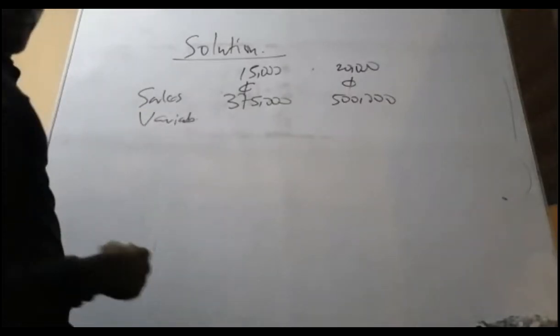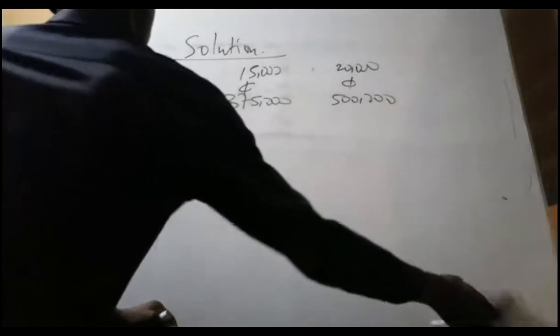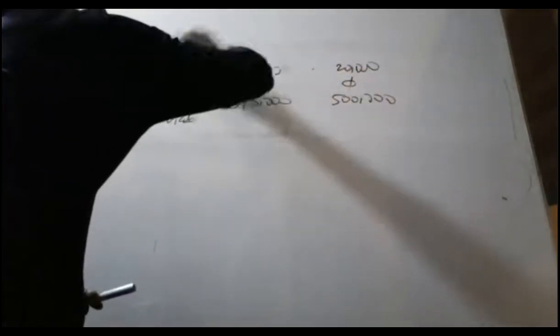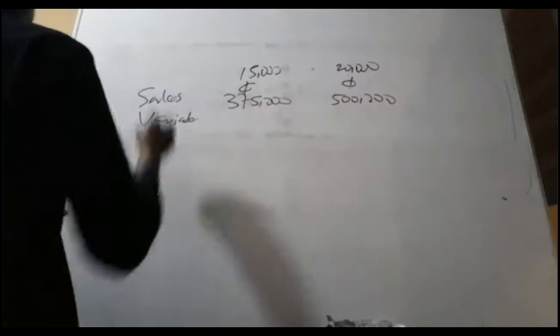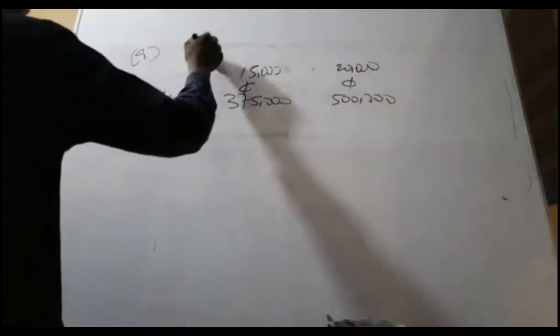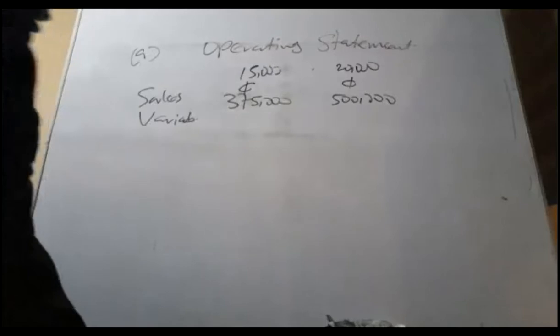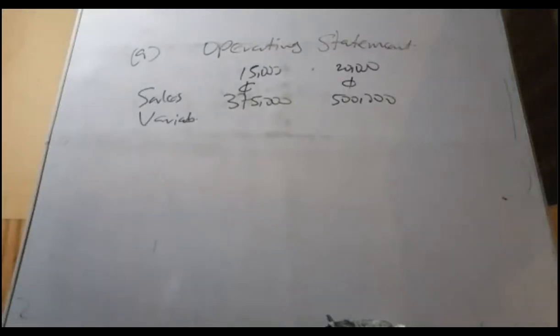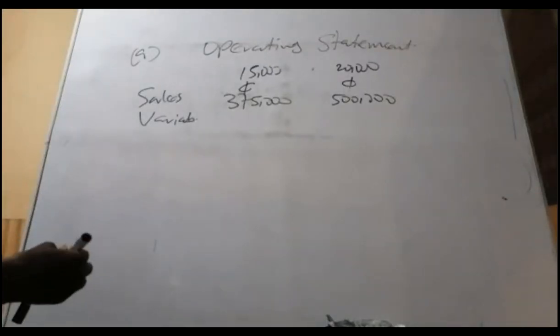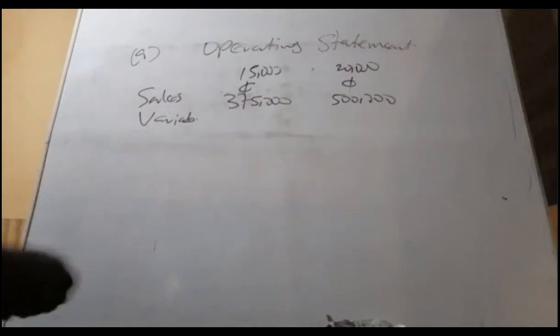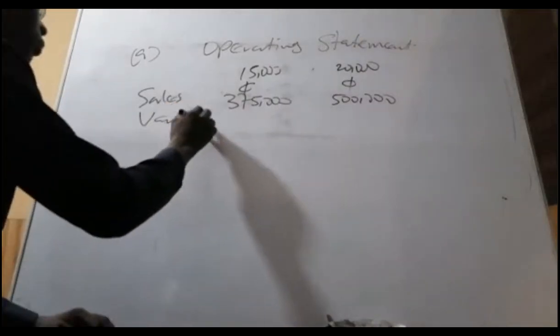But what are we finding? There must be operating cost on top. I'm doing the A part: the operating statement. Operating statement simply means the profit statement, or the profit and loss, or the income statement. It's your current income statement.